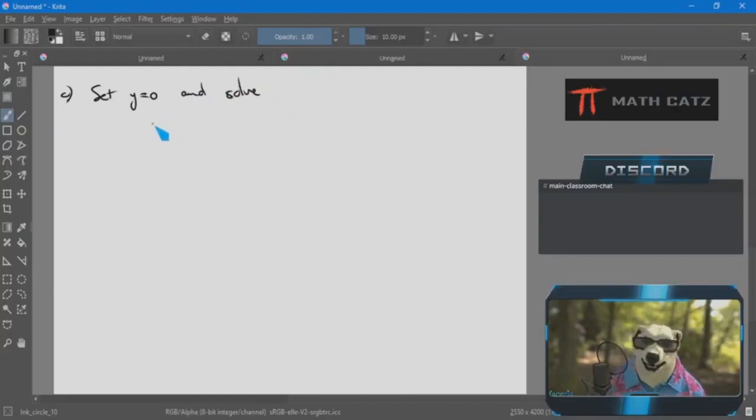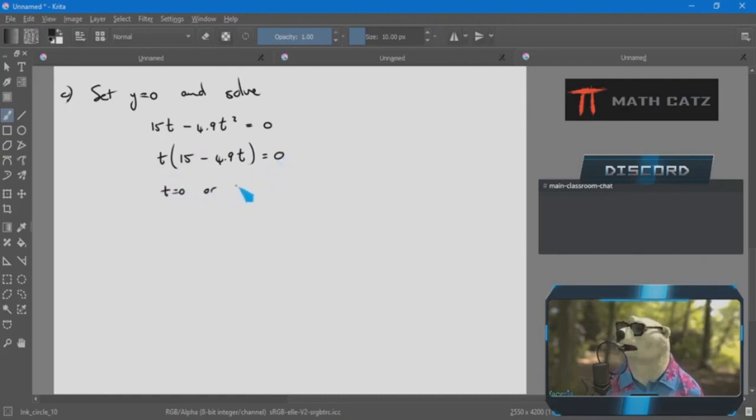What was my function? 15t minus 4.9t squared equals 0. Now, this isn't the full quadratic equation, so I don't have to use the quadratic formula, though I could if you wanted to. It's unnecessary though. By factoring out a t, I'll save some time. So t is equal to 0, or 15 minus 4.9t is equal to 0. And this one tells me t is 15 divided by 4.9. I don't know what that is. Let's see.